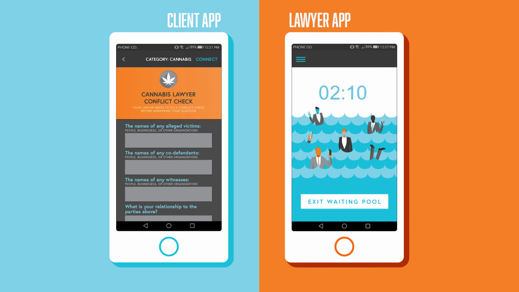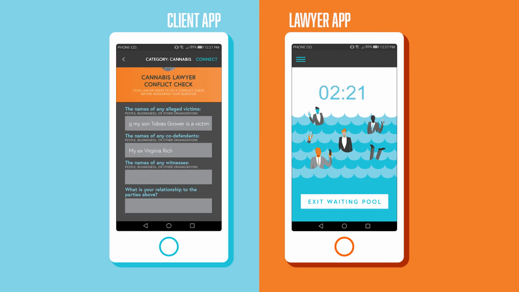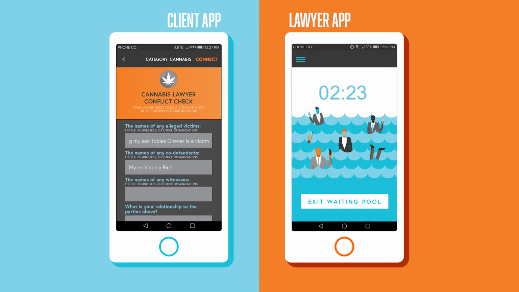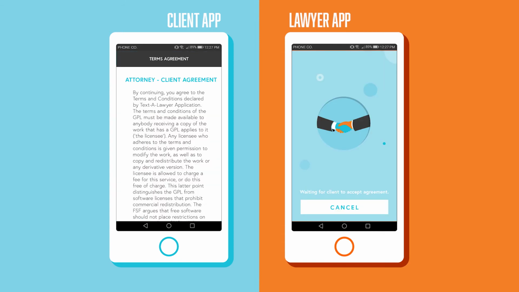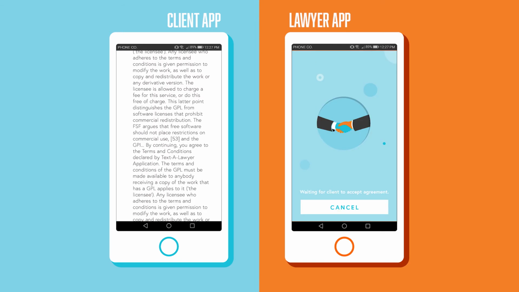Next, clients will see a conflict of interest screen to fill out. Lawyers see the screen first before seeing the client's question or connecting via the chat window. Lawyers using Clio case management software will have completely automated conflict checks. Once the lawyer checks for conflicts and accepts the client, their engagement letter is sent to the client.